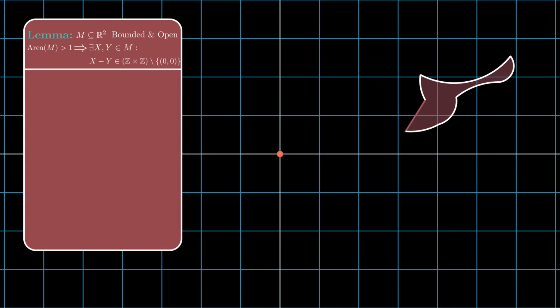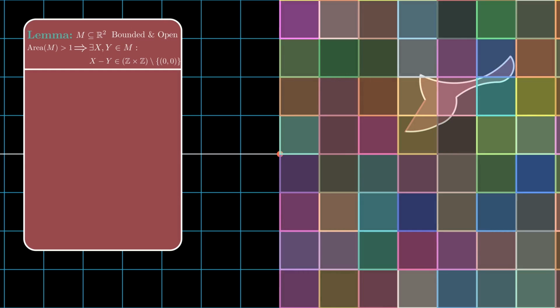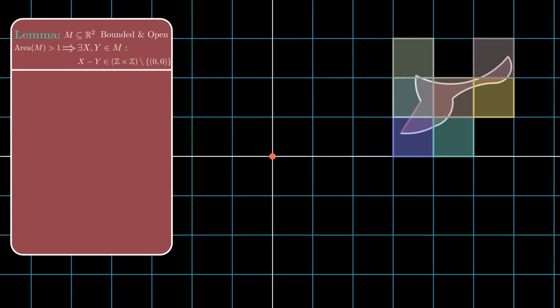To show that such a pair exists, let's tile the plane with squares of side length 1. Notice that a pair of points in M, whose difference is an integer point, exists if and only if there are 2 points that have the same location relative to the small square they sit in. So let's take a look at the individual squares that contain some portion of M. Since M is bounded, there's only a finite number of such squares.